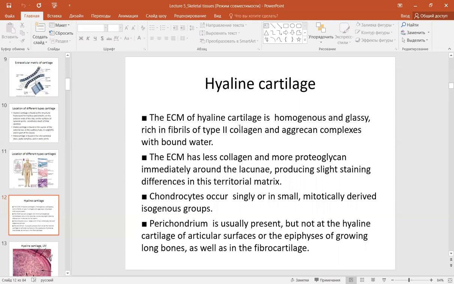Extracellular matrix of hyaline cartilage is homogeneous and glassy, rich in fibrils, type 2 collagen, and aggregate complexes with bound water. The extracellular matrix has less collagen and more proteoglycan immediately around the lacuna, producing slight staining differences in the territorial matrix. Chondrocytes occur singly or in small, mitotically derived isogenous groups of cells. Perichondrium is usually present, but not at the hyaline cartilage of the articular surfaces or the epiphysis of the growing long bones, as well as in the fibrocartilage.